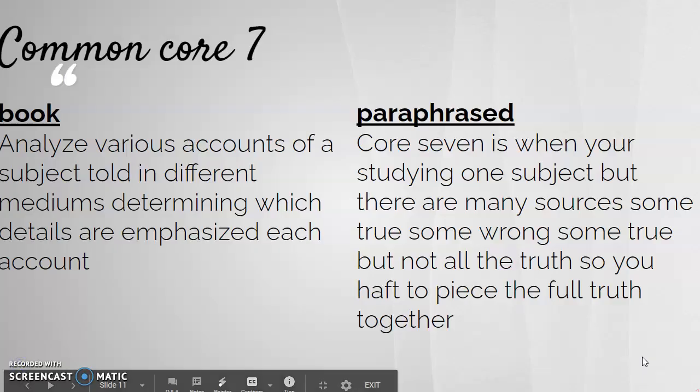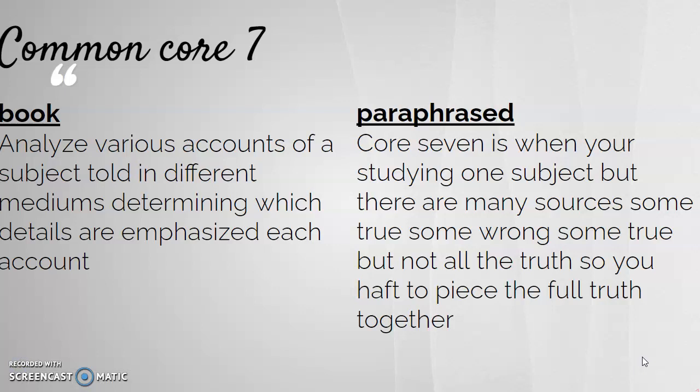Common Core 7 is analyzing various accounts of a subject in different mediums. It's basically one subject that has multiple sources, but some are wrong or some don't have the whole truth. And Core 7 is where you find all sources and you piece together what should be the full truth.